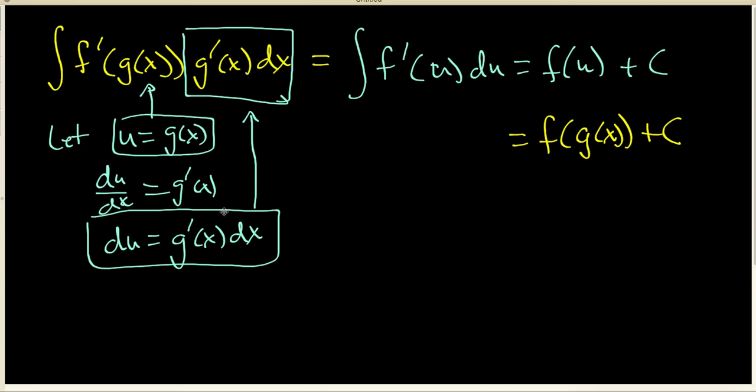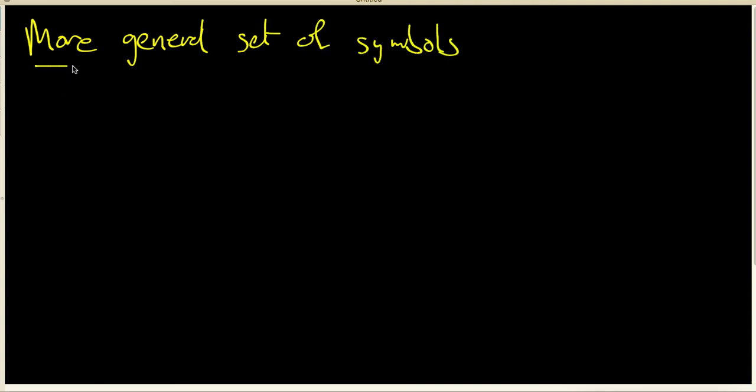But of course, how does this work in practice as opposed to the most standard kind of example? This clearly illustrates that we just undid the chain rule. So now I want to look at the more practical way of how things look, with a more general set of symbols. When are we going to want to use u-substitution?